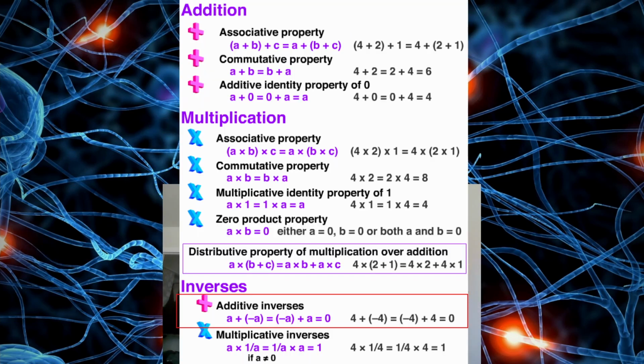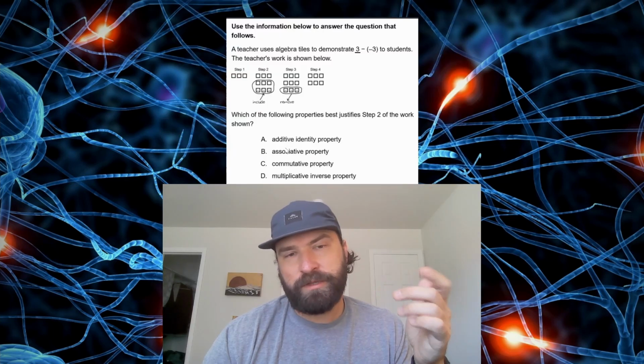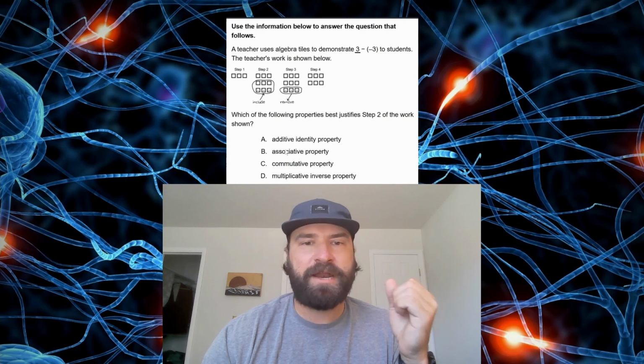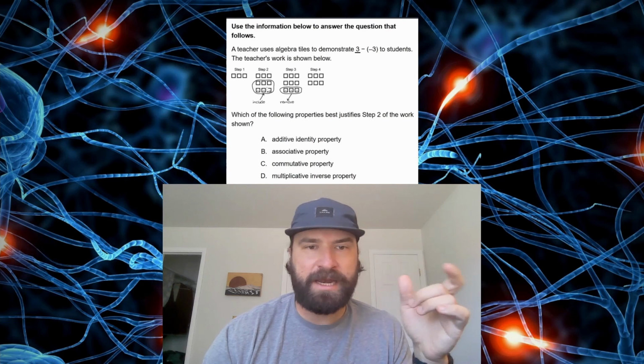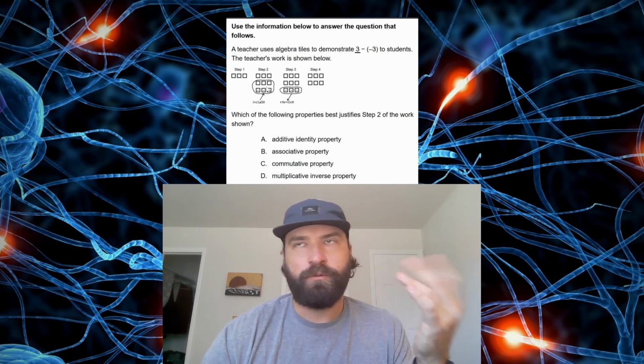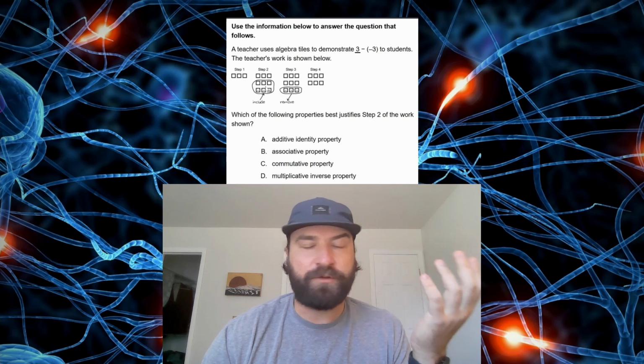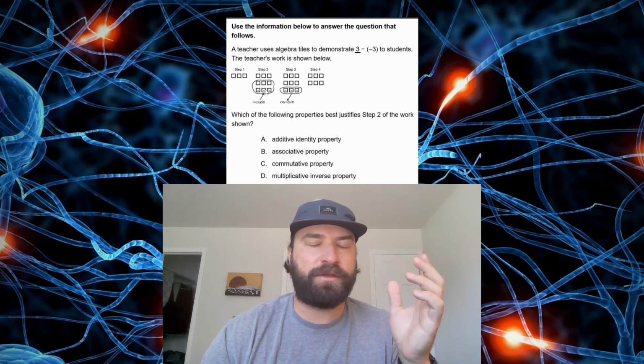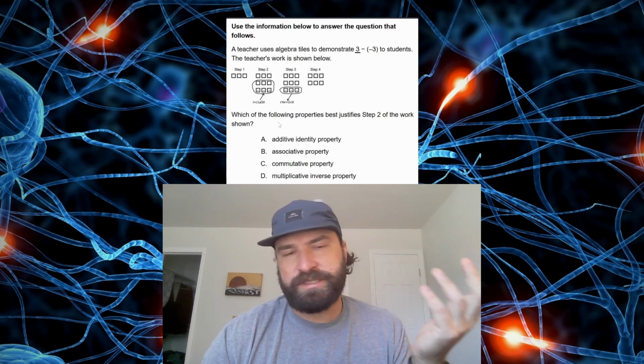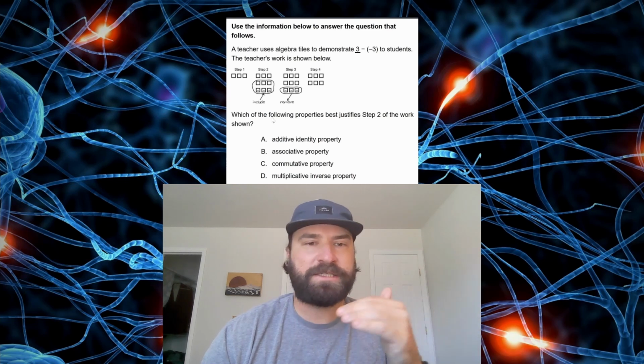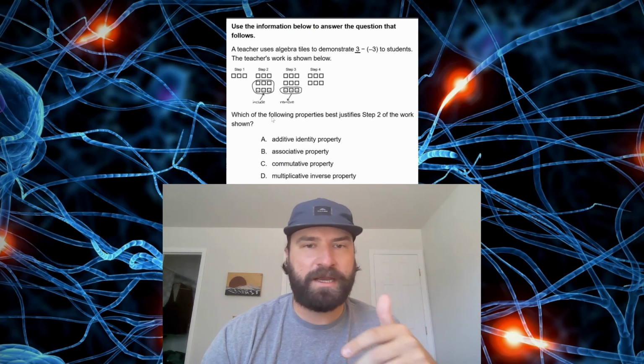So here's a list of arithmetic properties and their definitions. And in this example, it looks like what she's doing is the additive inverse property. So she's adding 3 and subtracting 3, which you're allowed to do because that equals 0. You're not actually doing anything to the equation by doing that. So in step 2, that's what she's doing. She's canceling a positive 3 out with a -3.